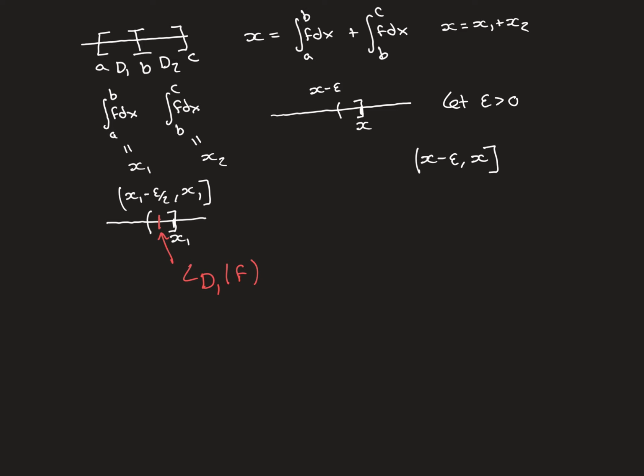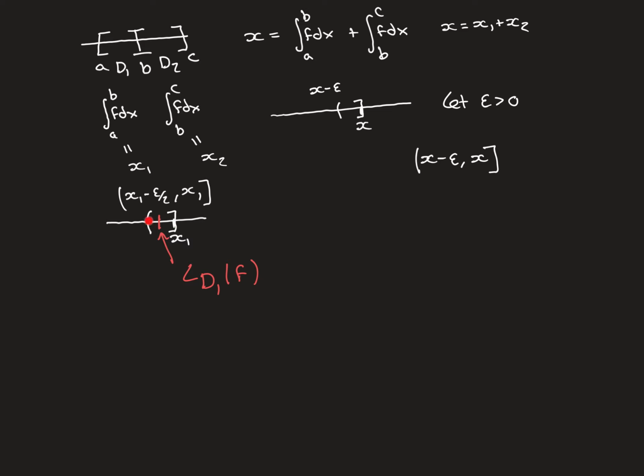Now why can I do that? Well, of course it's going to be less than or equal to x1 because all of the lower Riemann sums are less than or equal to the value of the actual integral, because it is the supremum of the lower Riemann sums, so it's an upper bound for them.